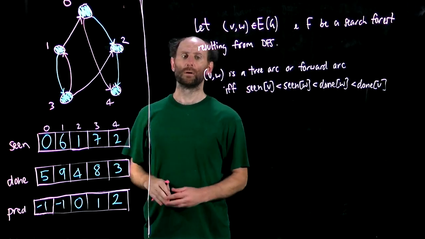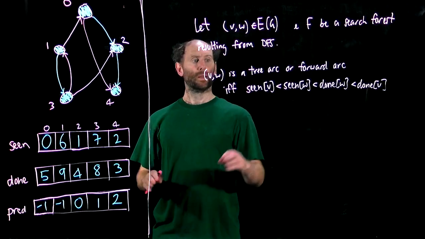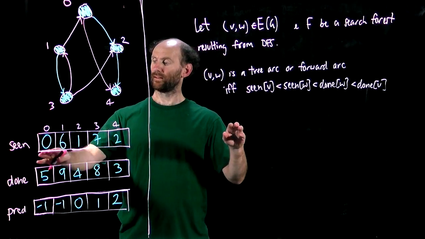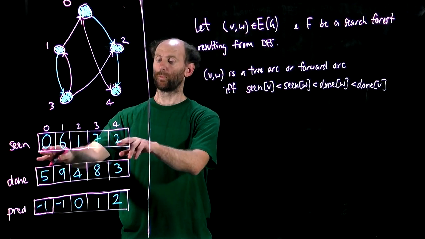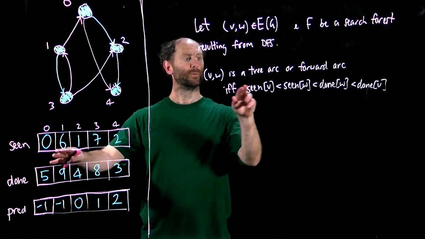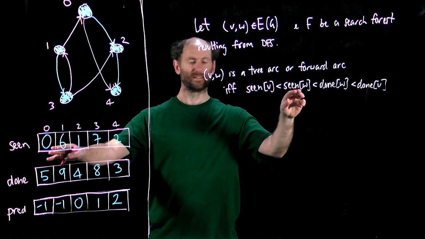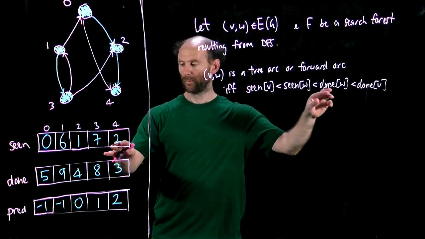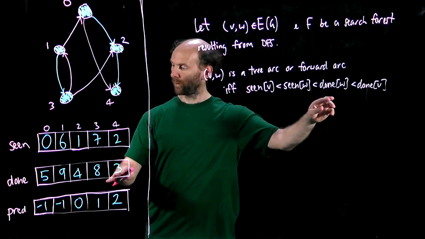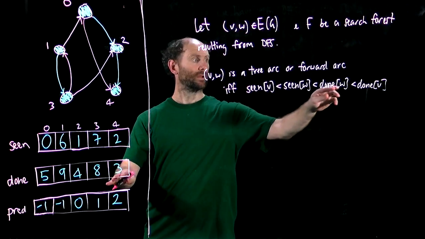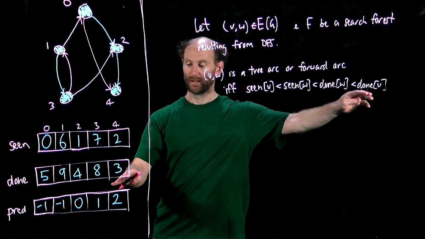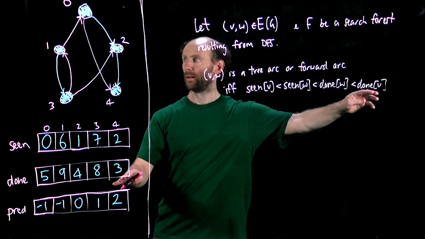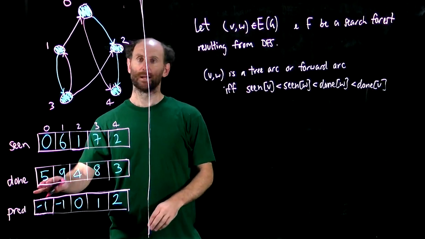0, 4 was a forward arc. We saw 0 at time 0. We saw 4 at time 2. So seen 0 is less than seen 4. We were done with 4 at time 3. So the second inequality follows, and the last inequality is when we were done with 0, which was indeed at time 5.